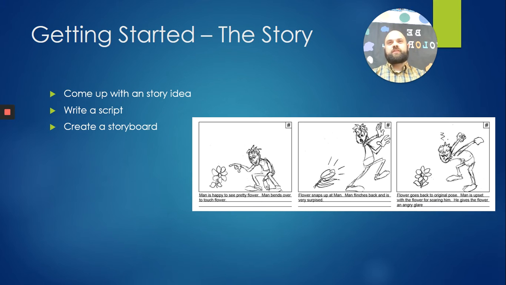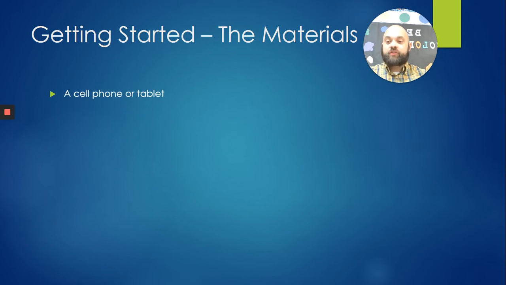Okay? So let's say we have our story. We know what's going to happen or what we want to happen. Now, how do we make this video? How do we make this movie? Well, there's a couple things you're going to need. All right. So first of all, you're going to need a cell phone or tablet, or both. We'll talk about that. But hopefully every one of you has one of those things. Pretty sure you do. So that's the first thing you'll need.